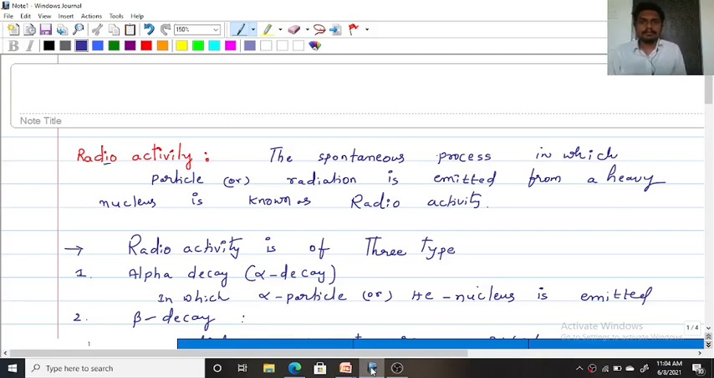So welcome to physics online session. In this class we will discuss the three decays, that is alpha, beta and gamma decay.